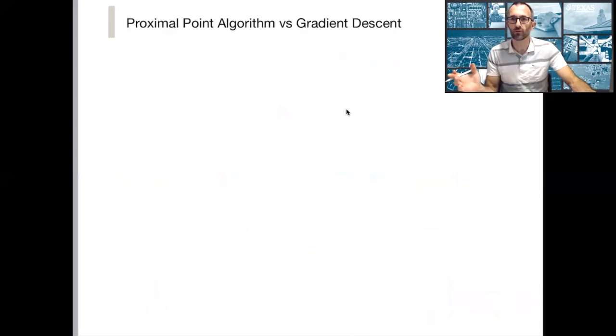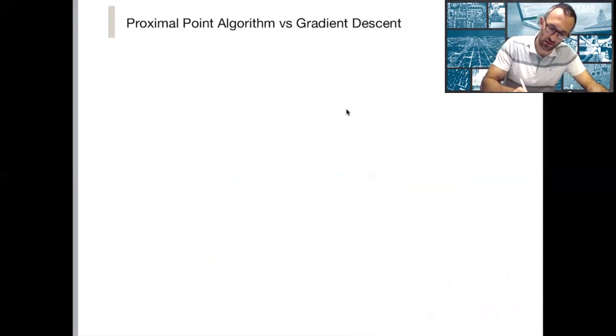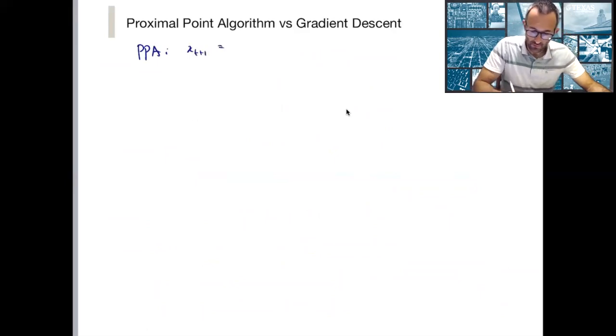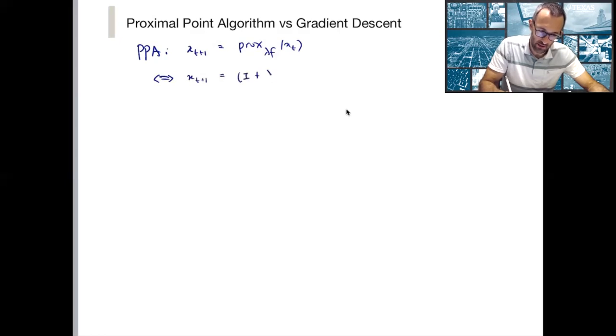So let's see what relationship this has with gradient descent. We've shed some light onto this. The proximal point algorithm is saying that again, xt plus 1 is equal to prox lambda f of xt. And we just said on the previous page that's the same as writing that xt plus 1 is equal to (I plus lambda subdifferential) inverse evaluated at xt.